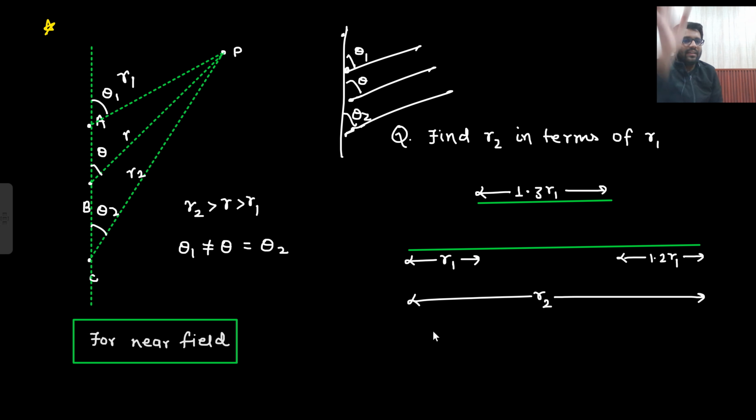If the lines were parallel, then the angle would have been the same. But they are not parallel, so the angle would be different. In the diagram it feels like the angles are the same. No, this is just the diagram. If you keep this point here, then you will realize that the angles are different, right? Only if the lines are parallel would the angle be the same.